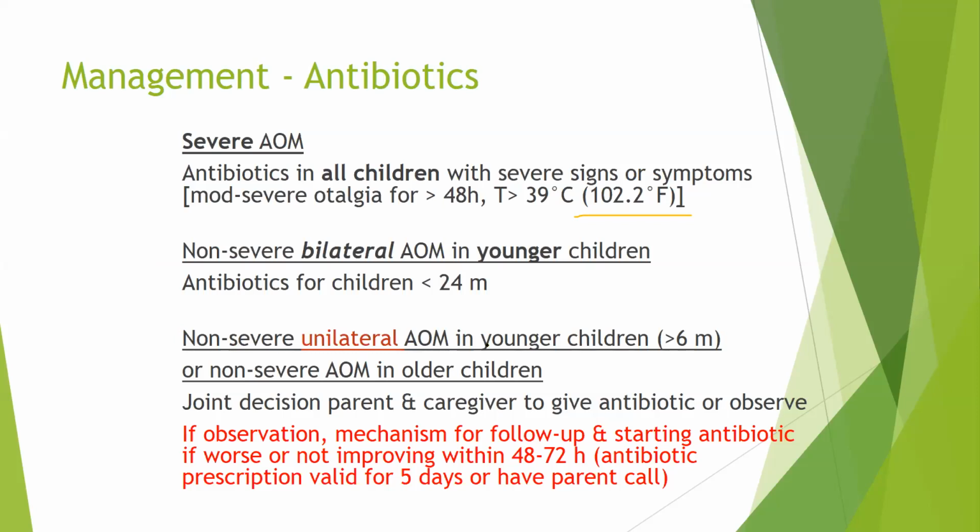If it's a non-severe unilateral case and the child is greater than 6 months, or a non-severe otitis media in an older child, we can do shared decision-making with the caregiver. We can discuss the pros and cons of the antibiotic, and have them observe the child for 48 to 72 hours. If they're not getting better, then they can initiate treatment. I usually discuss this with the patients and the parents, and they generally are happy with that plan and happy to have the antibiotic in case they need it.